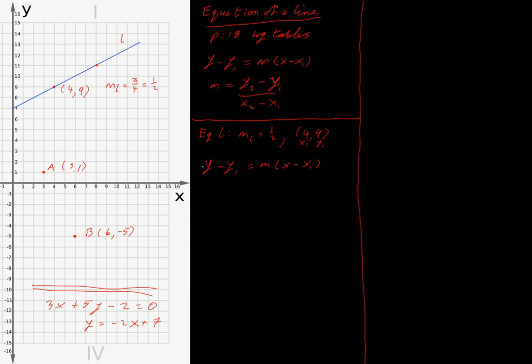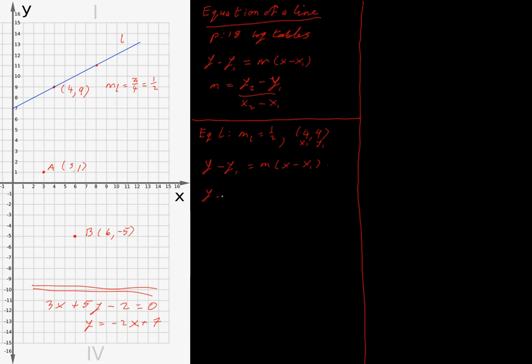So I have my formula. I know what x1 and y1 are, and I know what m is. So that's the information I need. To get the equation of a line, I need a point on the line, and I need the line's slope. And that's always going to be true. So now I have those two pieces of information. I'm going to sub into my formula.